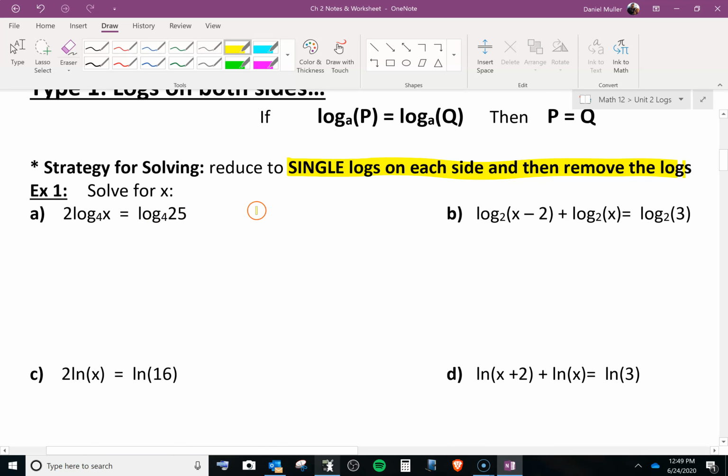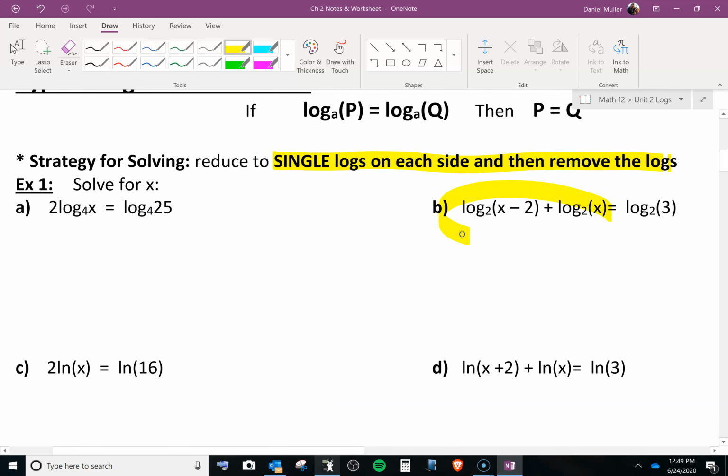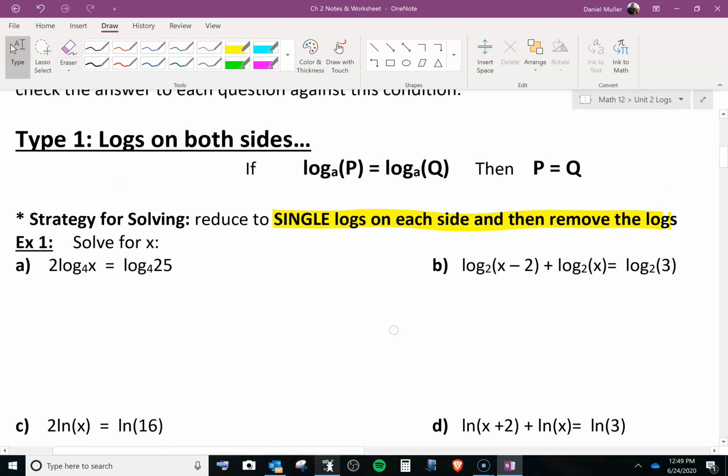For instance, take a look, even the second one, there's two logarithms on the side. We're going to use log laws and we're going to put them together. So the idea is you want to get a log on one side and a log on the other side. In fact, you can even see this here. If we have log A and you have log A, if they're both already done, then really the question becomes just P equals Q. The logs are gone, and all you're left with is P equals Q. So our goal is to make single logs on both sides.